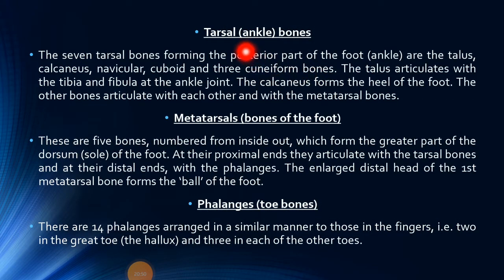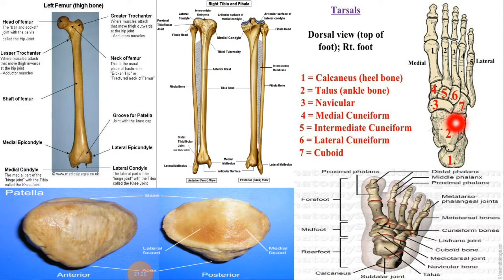Next we have the tarsals, ankle bones. There are 7 tarsal bones that we just saw. Forming the posterior part of the foot are the talus, that we call the ankle bone as well, calcaneus, navicular, cuboid, and the 3 cuneiform bones. The talus articulates with the tibia and fibula at the ankle joint. The calcaneus forms the heel of the foot. The other bones articulate with each other and with the metatarsal bones. So this is the talus, which is also called the ankle bone, forming the ankle joint with the tibia and fibula.